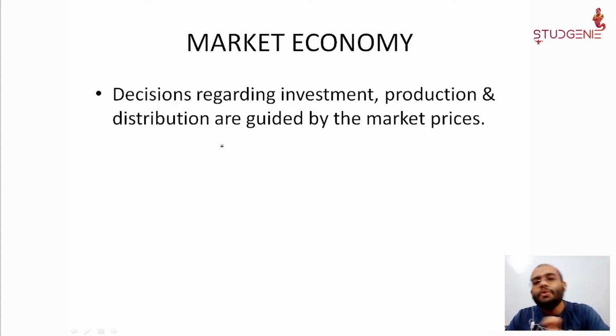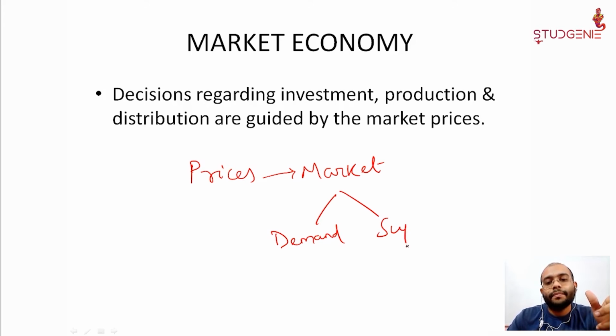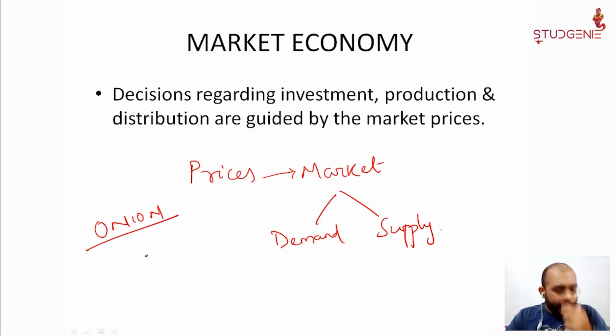Market economy. What do you understand by market economy? In market economy, the prices of the goods and services are determined by the market. How is it determined by the market? By two factors: demand and supply. Suppose, let's consider onion. Suppose there are five persons in an economic territory, and in that economic territory, 100 kgs of onion was produced. So the price at that time would be very low in the market.